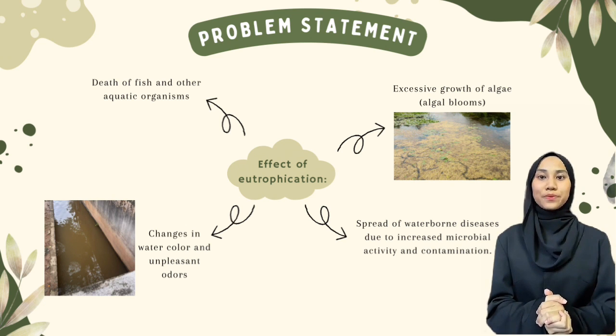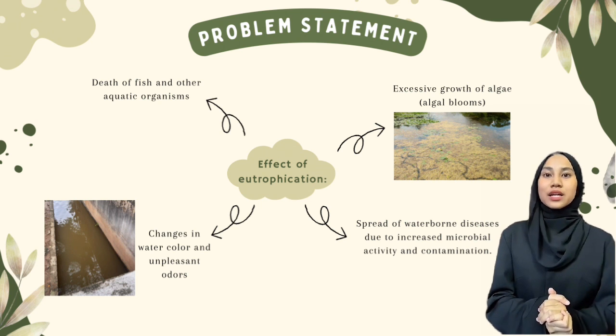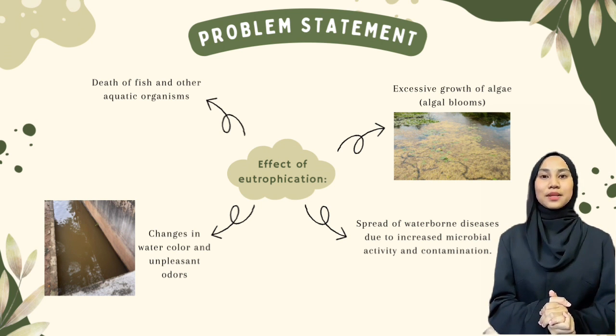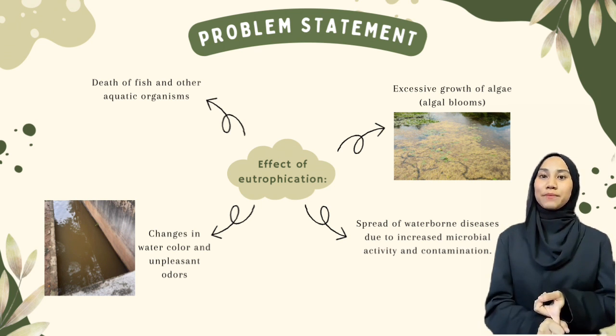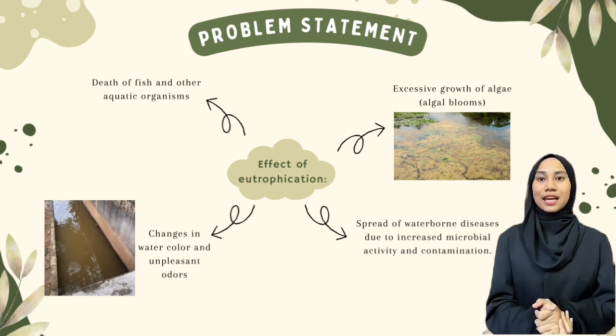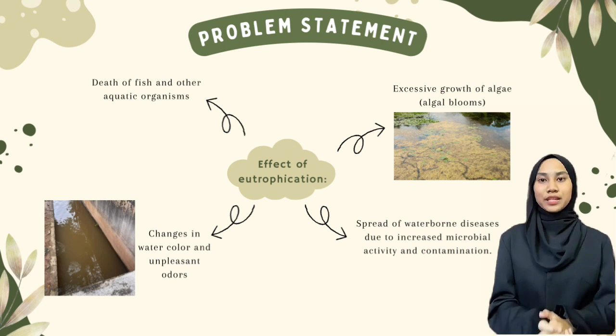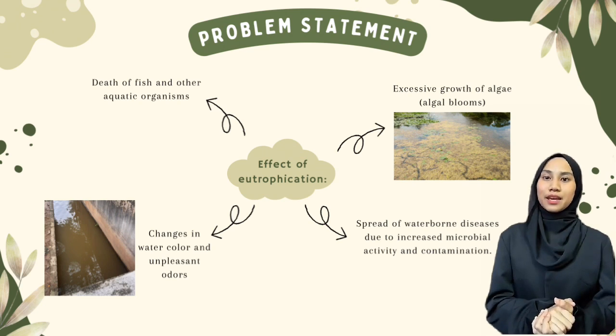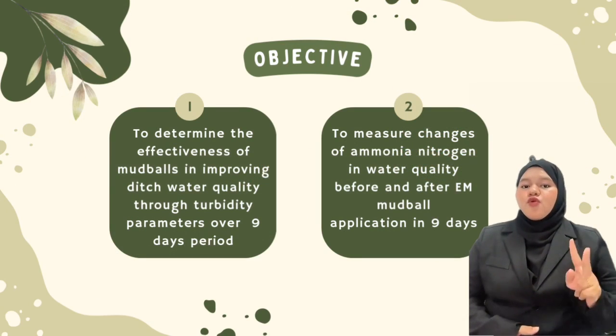Eutrophication stresses water bodies and aquatic life. It changes water color, produces odors and reduces water quality due to excessive algae growth. The decomposition process uses up oxygen, causing fish death and biodiversity loss. Algae also block sunlight, hindering photosynthesis, and some release toxins harmful to humans and animals. Additionally, increased microbial activity can spread waterborne diseases like diarrhea and chlorella, threatening public health and raising treatment costs.